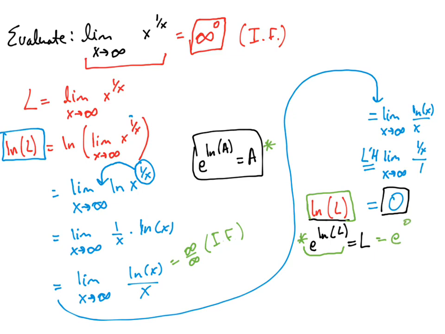Okay, so ultimately what we're trying to find in this question is what L is going to be equal to, because that's what we said was equal to the limit. So L is going to be equal to e to the 0 power, which is just 1. So our limit that we started with, the limit as x goes to infinity of x to the 1 over x, is equal to 1.